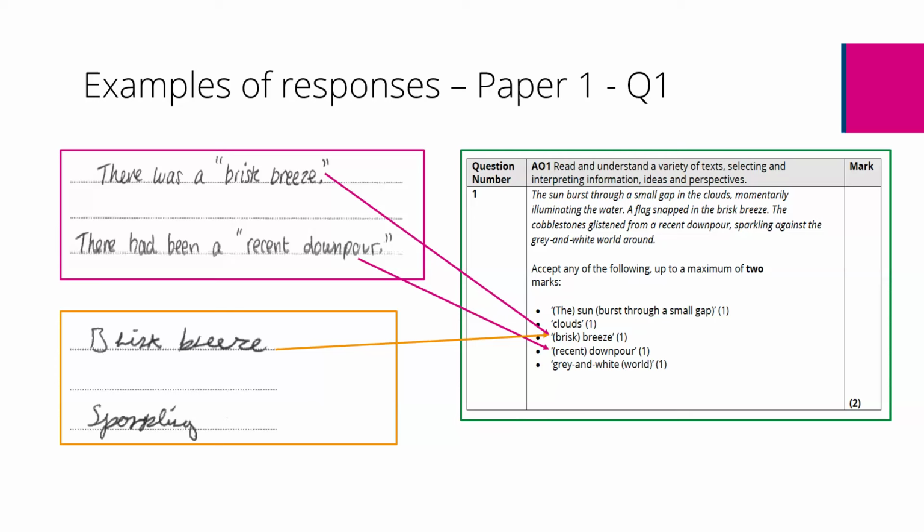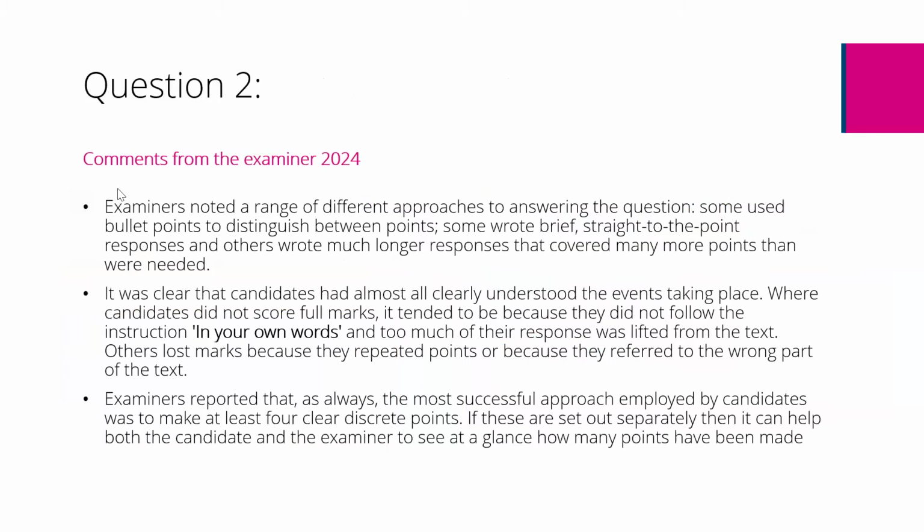Okay, so that's our very quick retrieval question. So moving on now to question 2. These comments are from the examiner report, which is SO6 in your download pack today. And this is from page 9 of that examiner report. So the principal examiner has written here that examiners noted a range of different approaches to answering the question. Some used bullet points to distinguish between points. Some wrote brief, straight to the point responses, and others wrote much longer responses that covered more points than we needed.